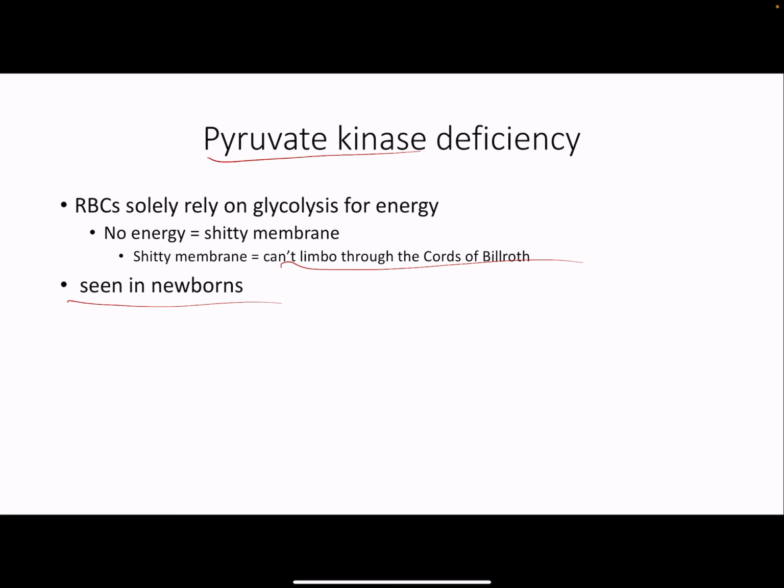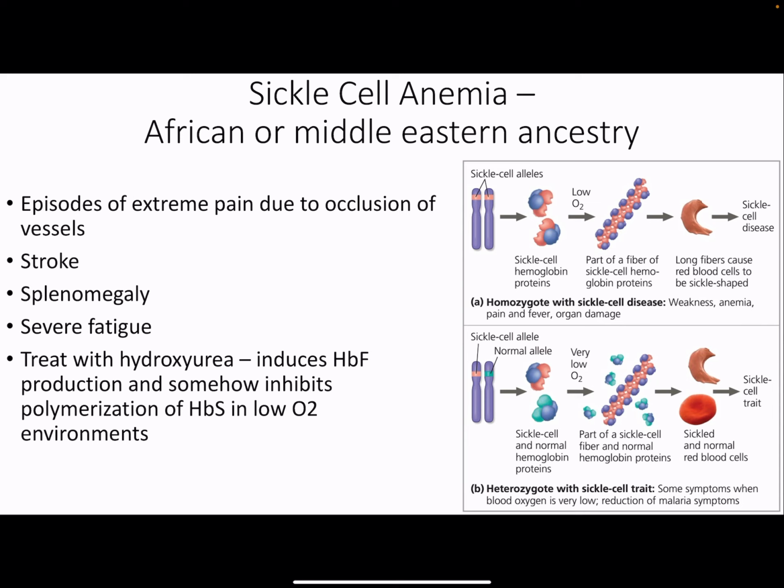It's really common to be seen in newborns. Sickle cell anemia. So again, protective against malaria.